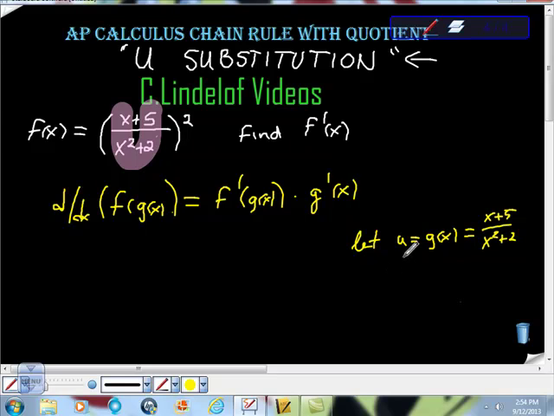Well, if we said that, where we found that g of x part, we're going to substitute u. Where we found (x plus 5) over (x squared plus 2), we're going to substitute u. So there it is. I just put the u here. Now you can see that this function looks similar to u squared. So that function of u, f of u, is equal to u squared. This 2 is this 2. This u is this. It's this outside piece that I'm taking the derivative of.